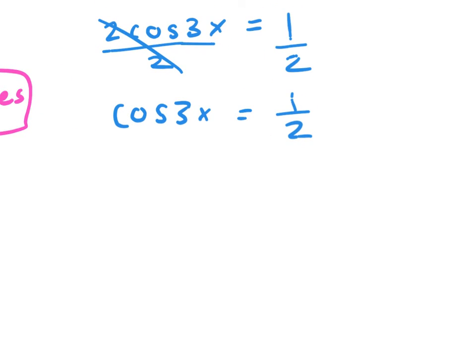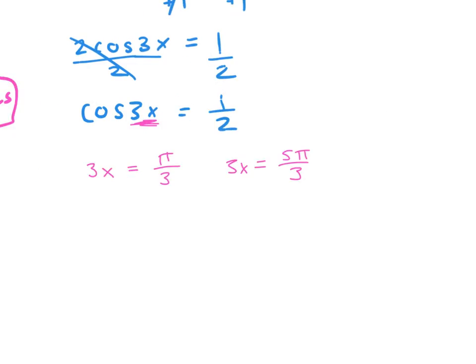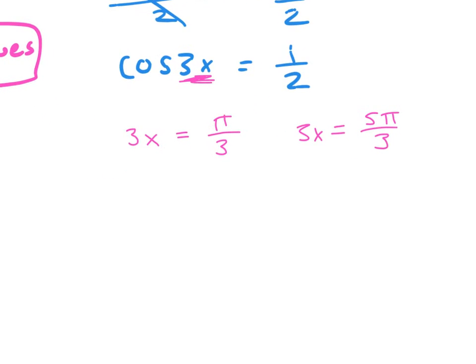So instead, before we would put x is equal to pi over 3 and 5 pi over 3. Now that we have that 3x, we're going to put 3x is equal to pi over 3 and 3x is equal to 5 pi over 3. And now we just have to take that one extra step to solve for x.